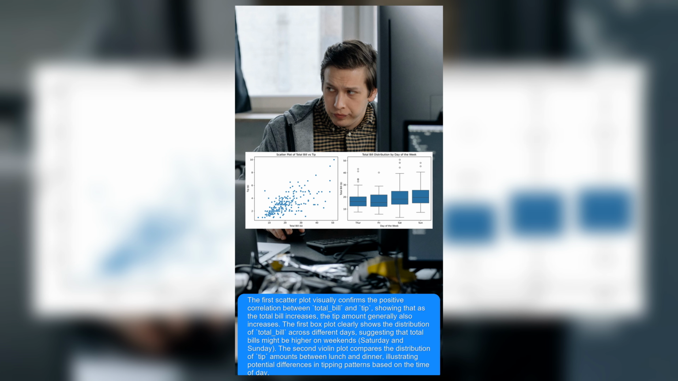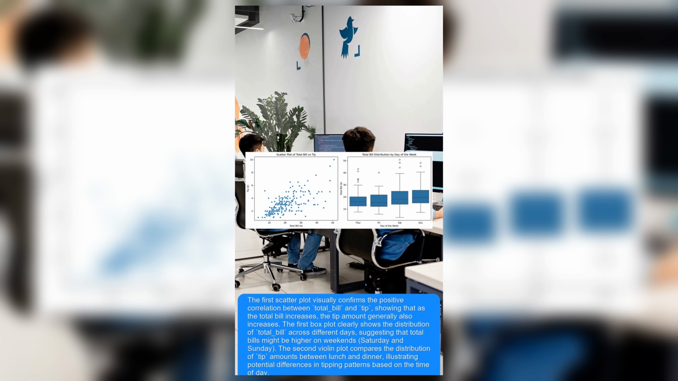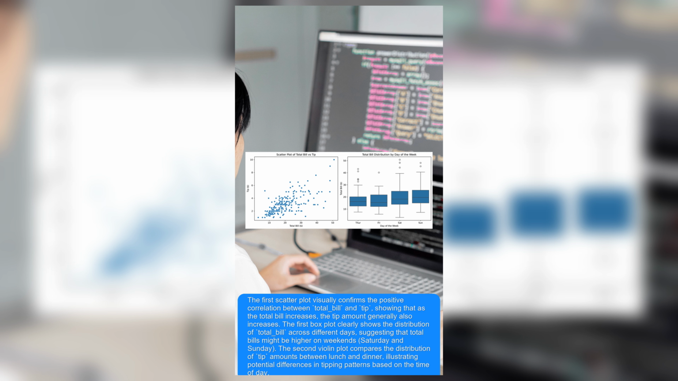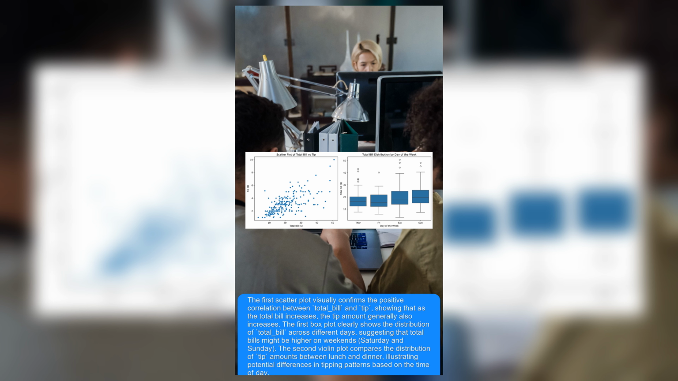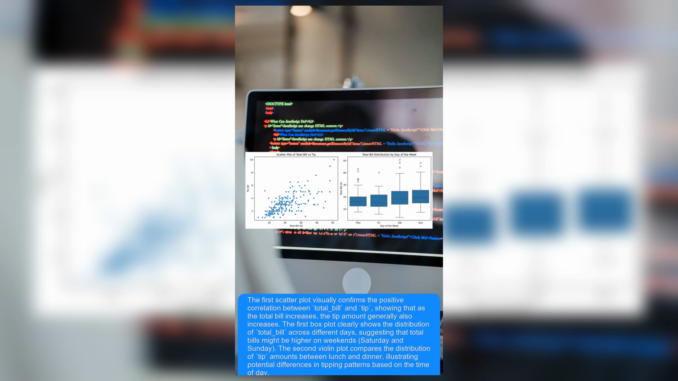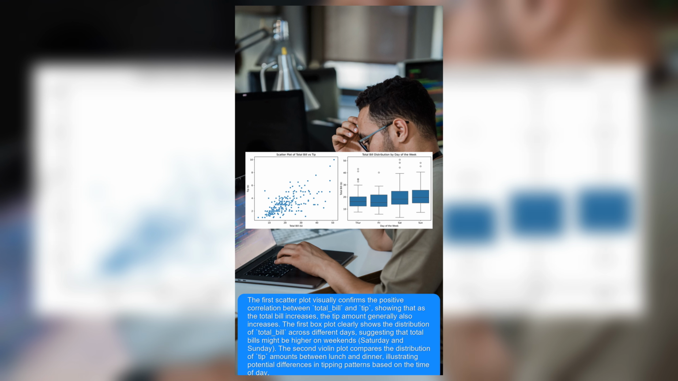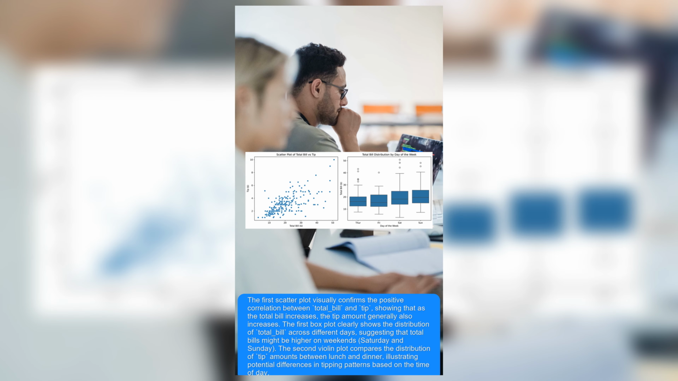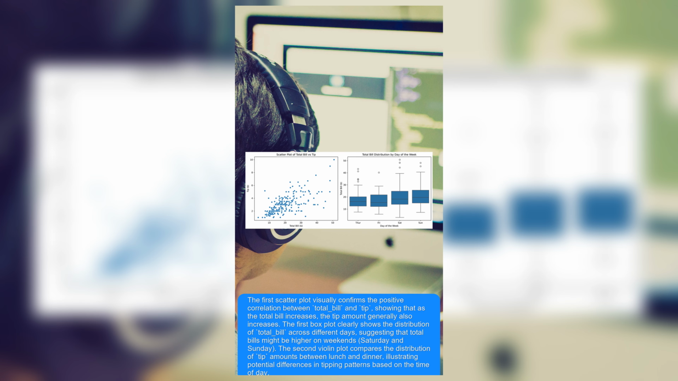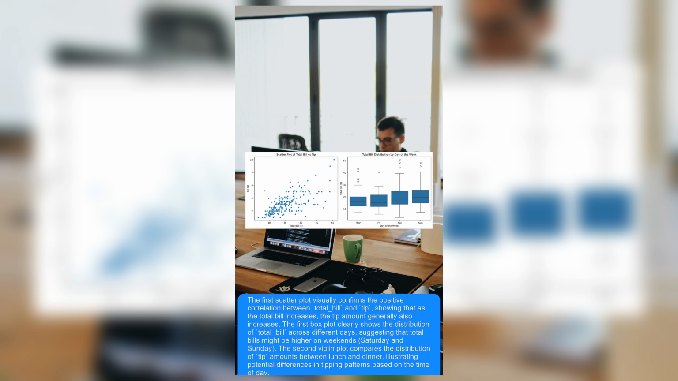The first box plot clearly shows the distribution of total_bill across different days, suggesting that total bills might be higher on weekends, Saturday and Sunday. The second violin plot compares the distribution of tip amounts between lunch and dinner, illustrating potential differences in tipping patterns based on the time of day.